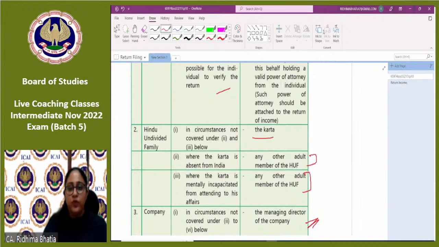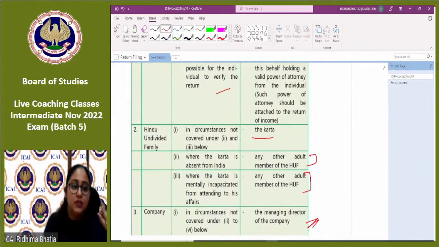ठीक है. So verification of returns here. अब मैम इसमें से क्वेश्चन कैसा आएगा? क्वेश्चन एक हाइपोथेटिकल क्वेश्चन आएगा. Suppose the company does not have a managing director, who will verify the return, or the partner is outside India, the managing partner is outside India, who will verify the return, or if the Karta is outside India, who can verify the return? Or a question can come, any partner of a firm can verify the return of the income.